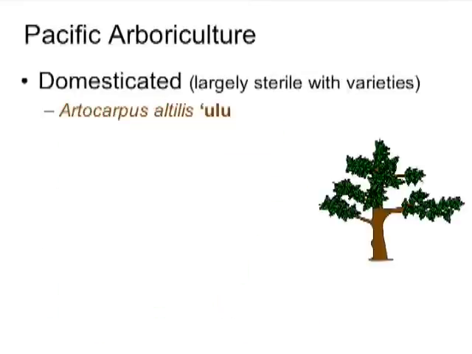Finally, we have one special case of a domesticated tree, which is, for the most part, largely sterile and happens to have many varieties. This is breadfruit, or ulu. What's interesting is that this tree, although it has many varieties, particularly in areas such as the Marquesas, in Hawaii it was only noted to have one variety in the past. And this is actually highly unusual, and it represents a mystery that nobody's been able to understand.